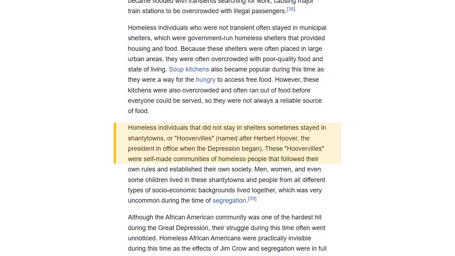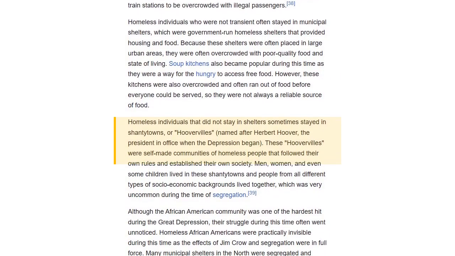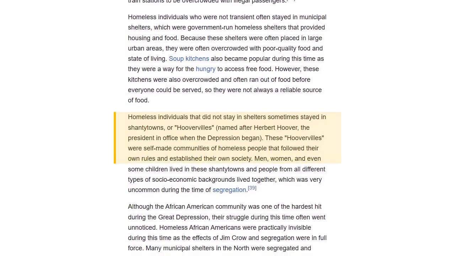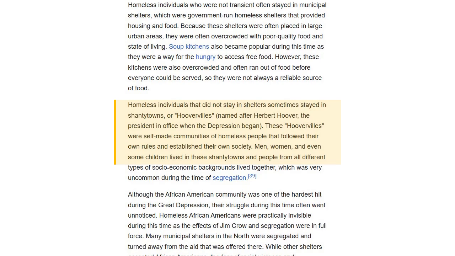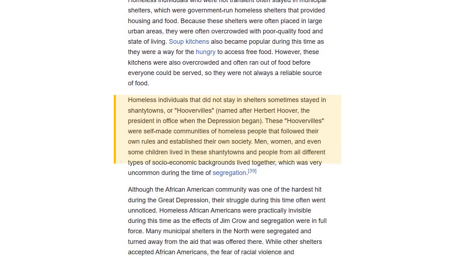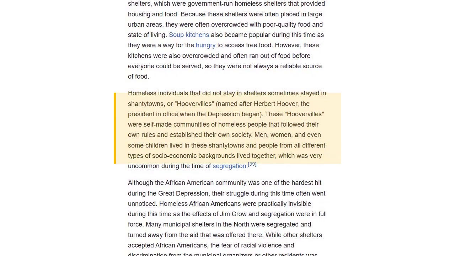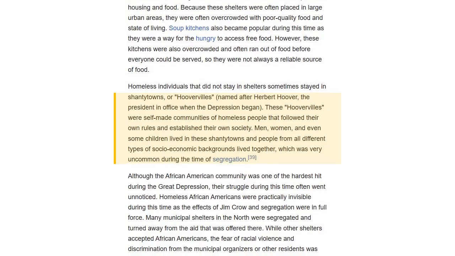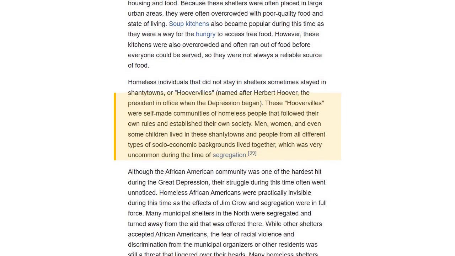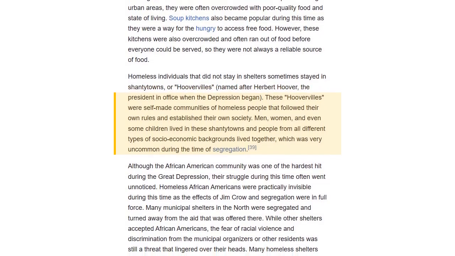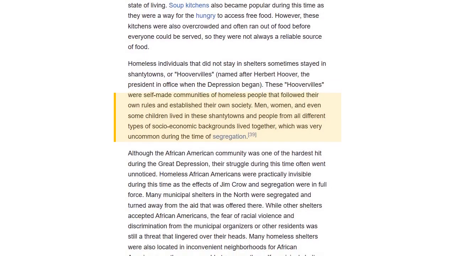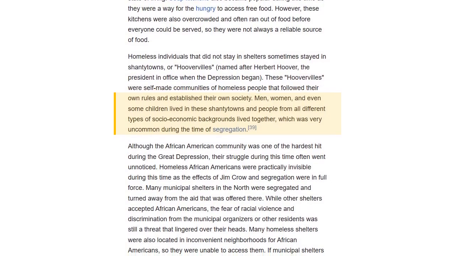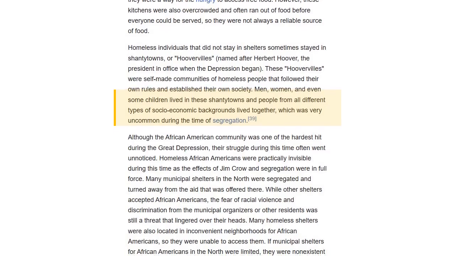Homeless individuals that did not stay in shelters sometimes stayed in shantytowns, or Hoovervilles, named after Herbert Hoover, the president in office when the Depression began. These Hoovervilles were self-made communities of homeless people that followed their own rules and established their own society. Men, women, and even some children lived in these shantytowns, and people from all different types of socio-economic backgrounds lived together, which was very uncommon during the time of segregation.